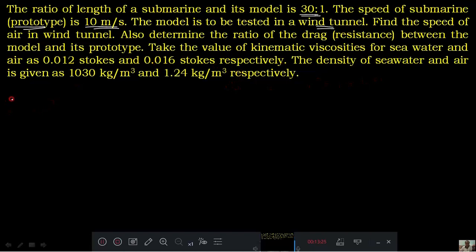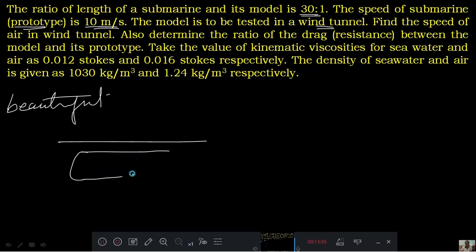See how beautiful this problem is. This is a very beautiful problem. You just imagine there is a submarine. You know submarine means what? A submarine is something which will be moving inside the water. This is the seawater, and they want to know how much resistance is offered to that submarine, which is moving at 10 meter per second, right?